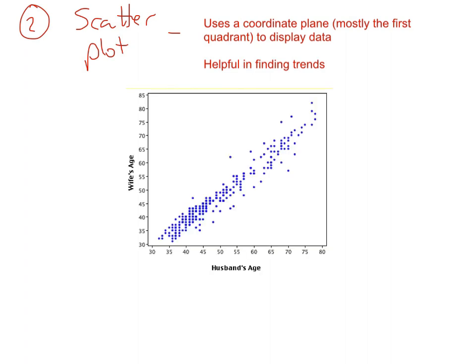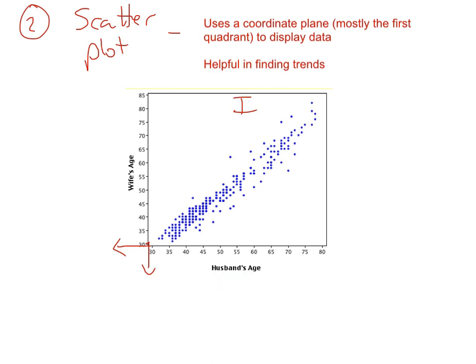Let's look at the scatter plot. Okay, so over here on the x-axis, and let's keep in mind this actually is a coordinate plane. We just don't see it going down this way, and we don't see it going over this way. Okay, so we're actually only using quadrant number 1 here. Okay, so what it shows us is correlation between a husband's age and a wife's age.